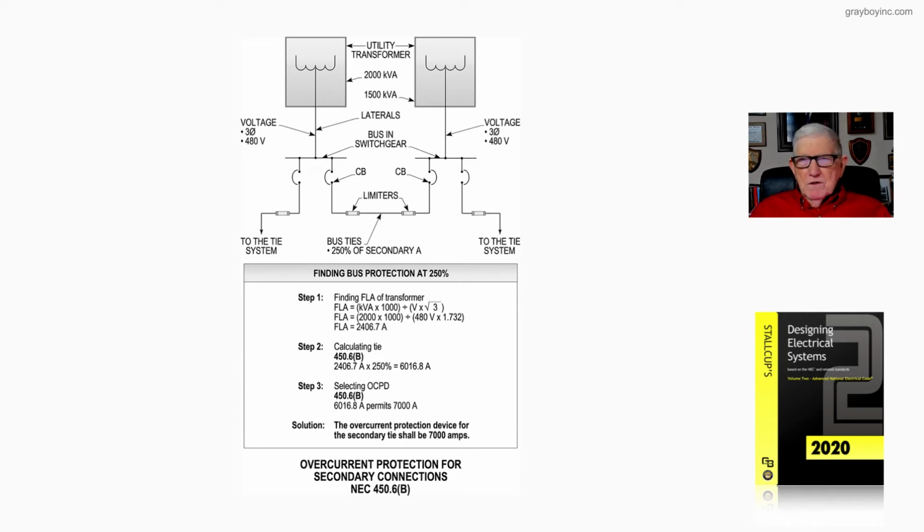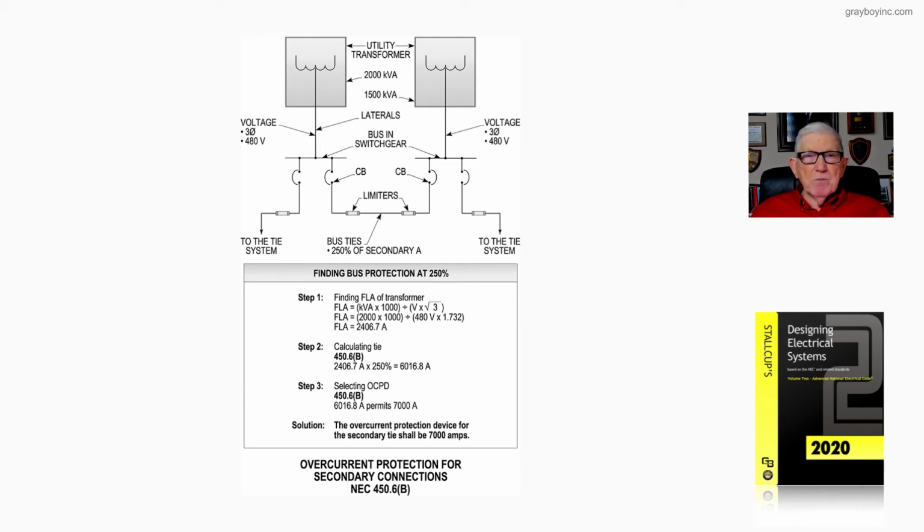Now what we're wanting to do here, or what the code is really requiring us to do, is we can set 250% of the secondary amps for these ties here. Now, if you look at step one, we're just finding the full load amps of the transformer: kVA times 1,000 divided by the voltage times the square root of 3. So 2,000 times 1,000 divided by 480 times the square root of 3.